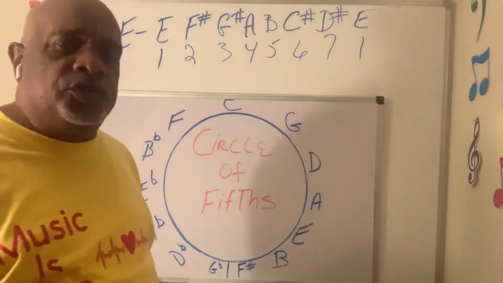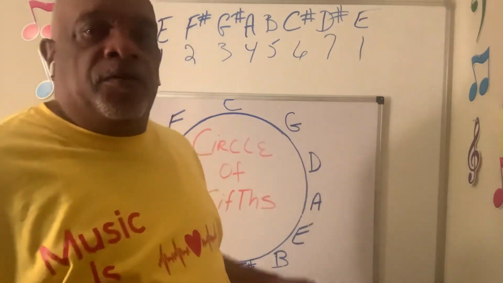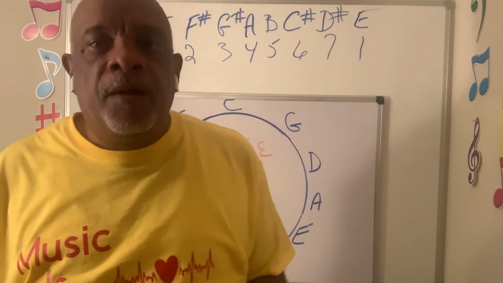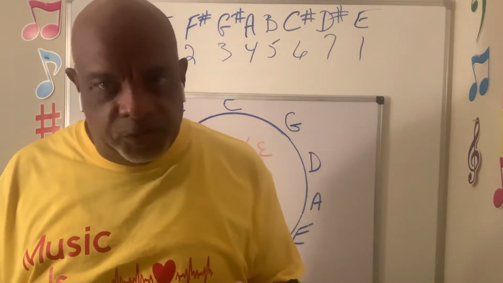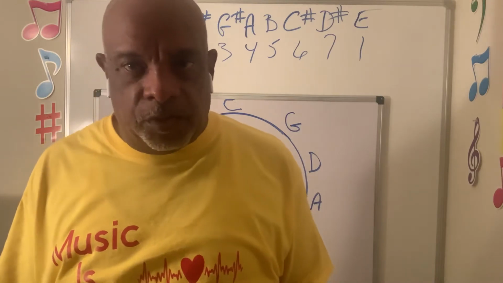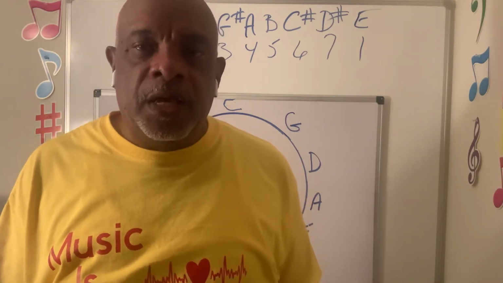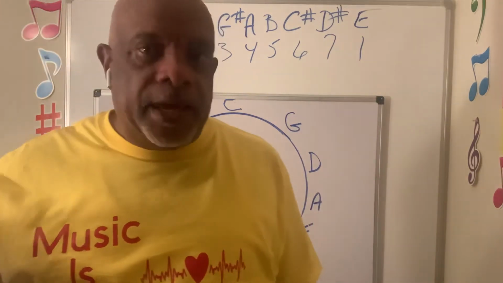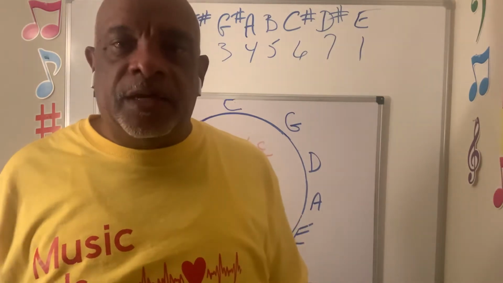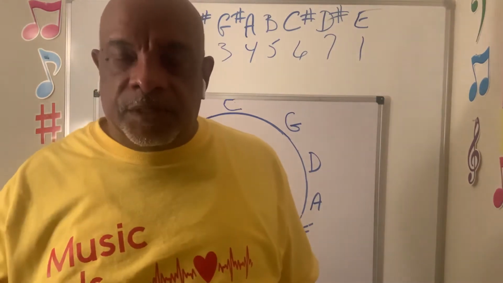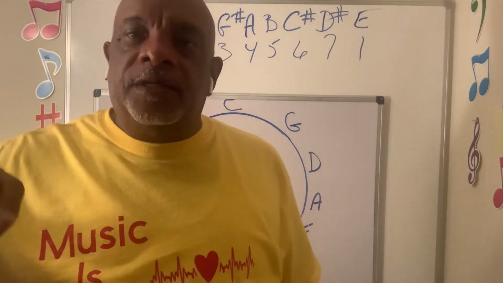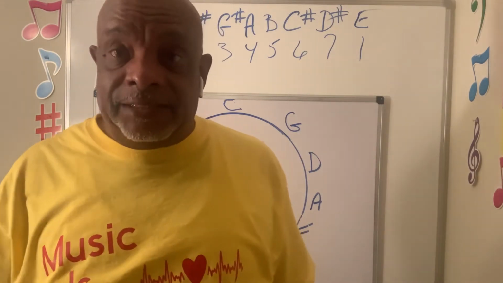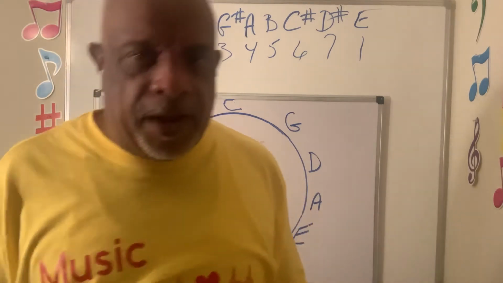Now, what I want you to do with this is go research it. Pull up the circle of fifths and you'll see what I'm talking about. Then what I want you to do is do each of your scales, do the number system under each scale so you can see where the fifth of each scale is. So you can see what we're talking about, all right?